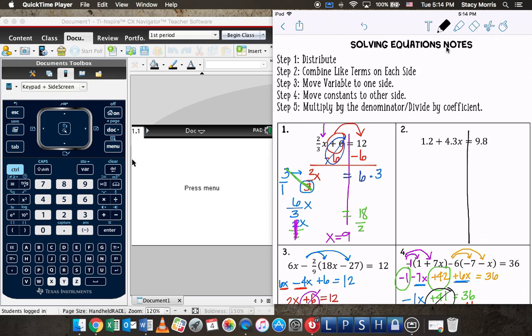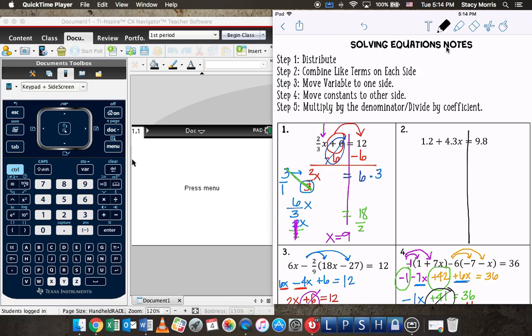If I look at the left-hand side, I have a constant 1.2 plus 4.3x, which is a variable term. Those aren't like terms. I cannot put those together. And then on the right-hand side, I only have 9.8, so I can't put that together either. So I can skip step 2 also. Step 3, move the variable to one side. If you look at that, we have our variable x on the left-hand side. So that's already done for us.